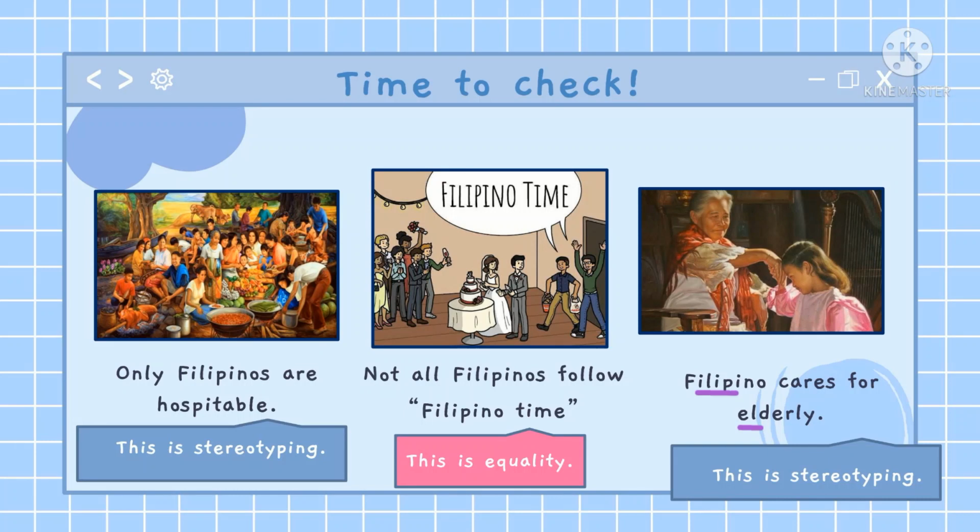The third image, Filipinos care for the elderly. Just like the first image, this shows stereotyping because there are other nationalities who are devoted to taking care of their grandparents or their elderly.